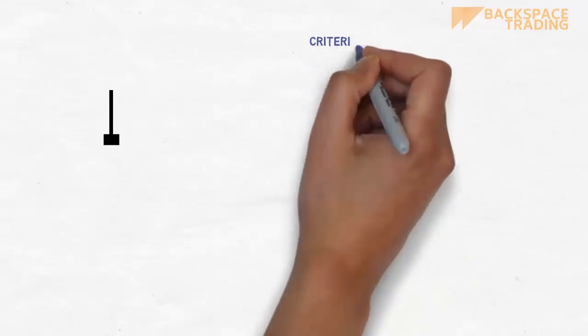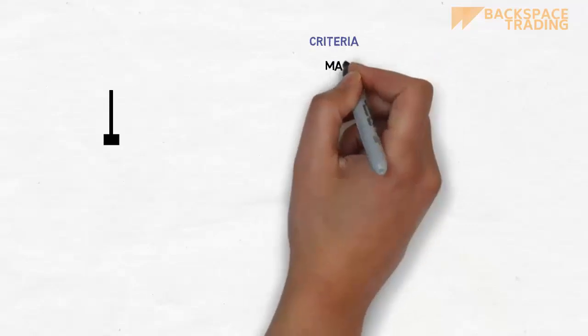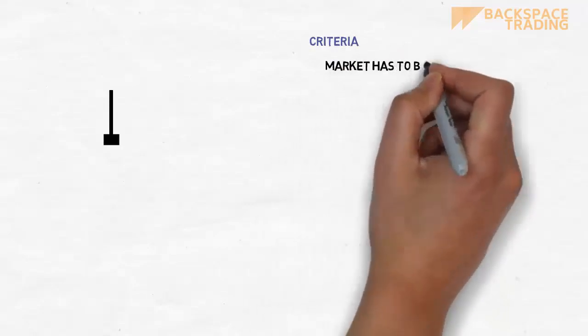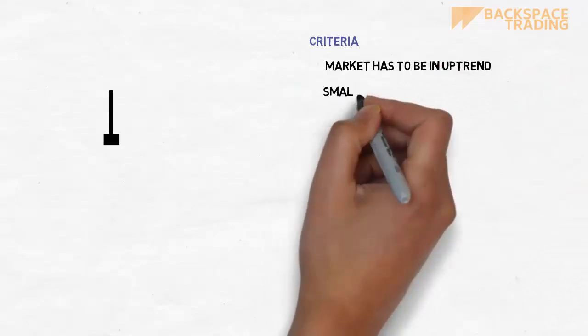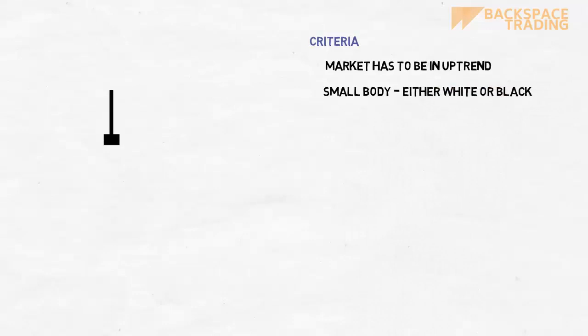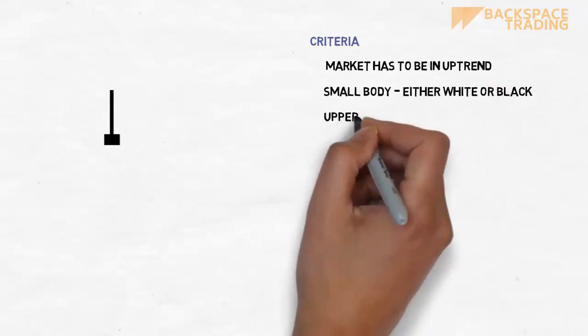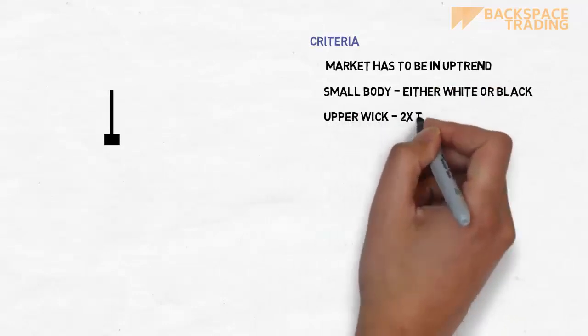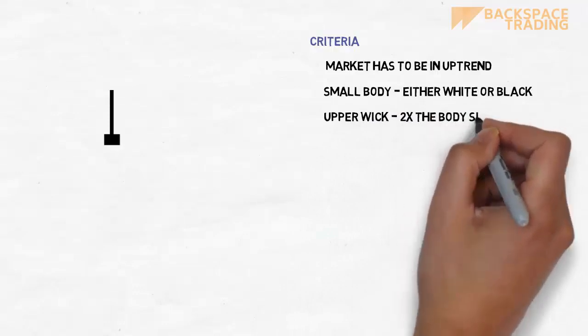It's just the upside down of a hammer, okay? The criteria for it to be a shooting star is that the market has to be in an uptrend. Just the opposite of a hammer again, okay? And it needs to have a small body, either white or black, near the low. The upper wick has to be twice the size of the body.